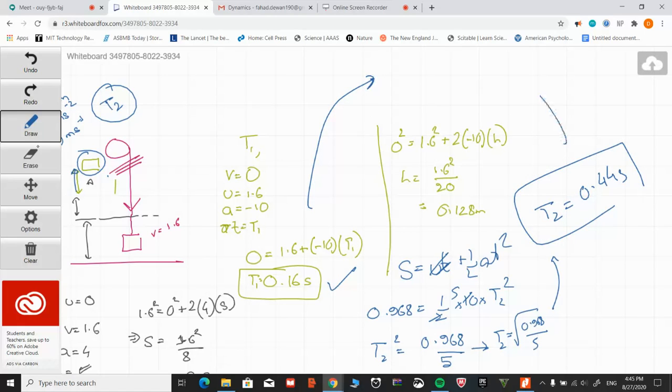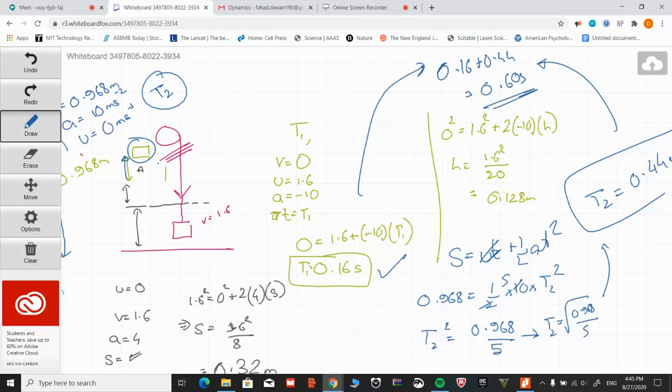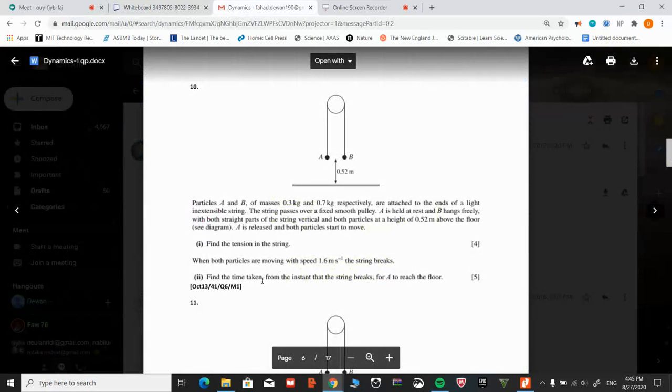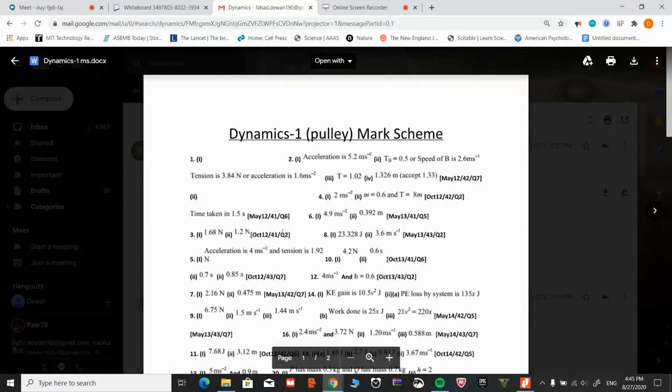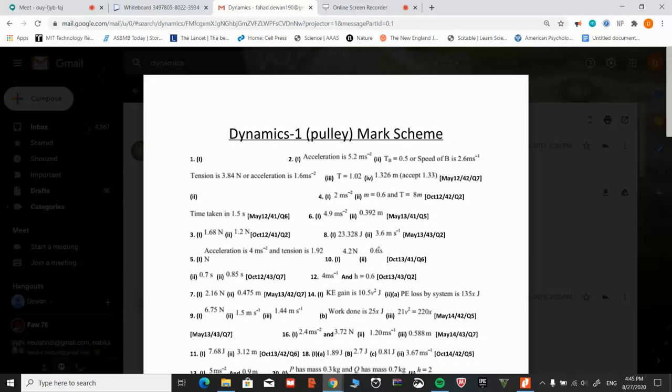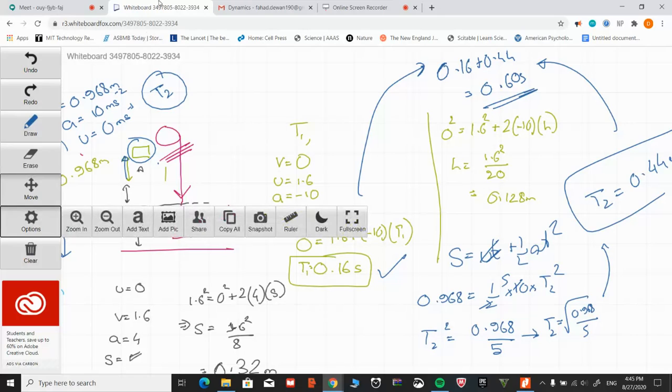Together these two times, the time it took to rise after the string was cut, and then the time it took to fall, together they gave me 0.16 plus 0.44 is equal to 0.60 seconds. Let's see if the answer matches. This is number 10. Yeah, 4.2 and 0.6. 0.6 seconds here. So very lengthy, how many marks is it?